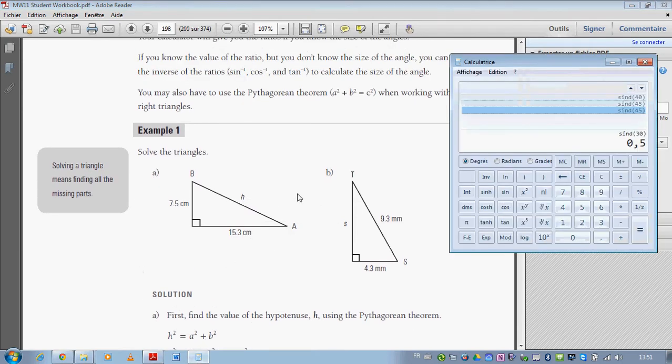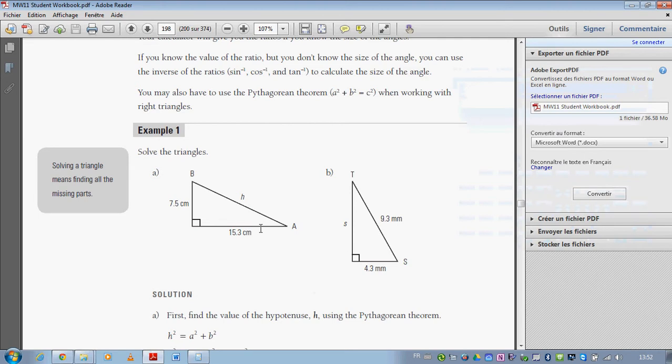So here's how you do it. We can start off by figuring out the hypotenuse. This is quite simple. All you've got to do is use the Pythagorean theorem. The Pythagorean theorem says that this side squared plus this side squared equals this side squared. So I'm going to go 7.5 to the power of 2 plus 15.3 to the power of 2. I'm getting an overall value of 290.34, and then the square root of that gives me the hypotenuse, which is 17.039366. I'm going to write that down on a piece of paper to keep in mind.